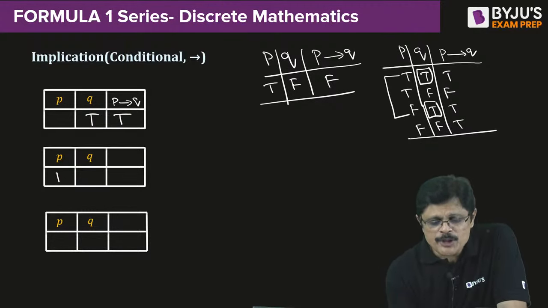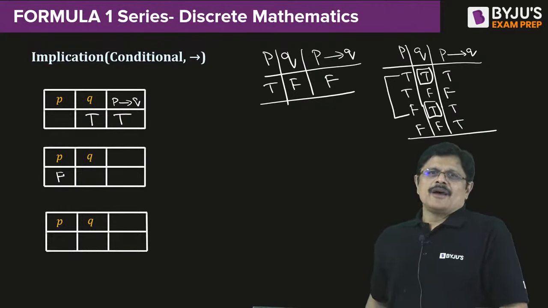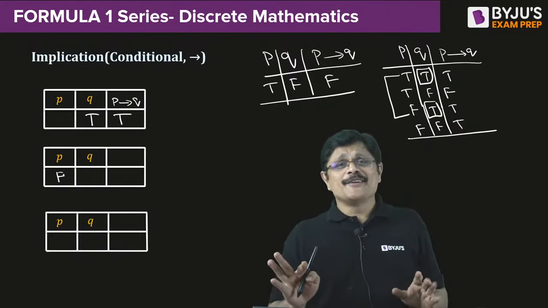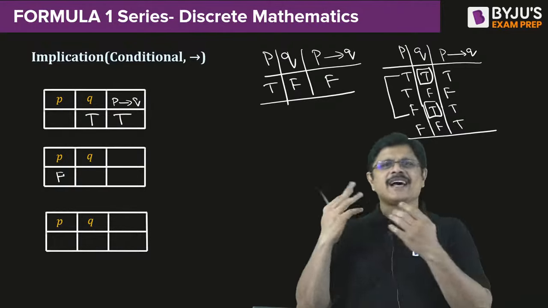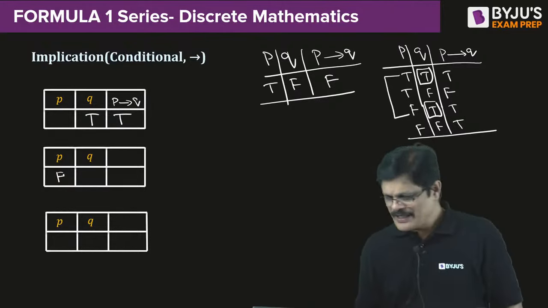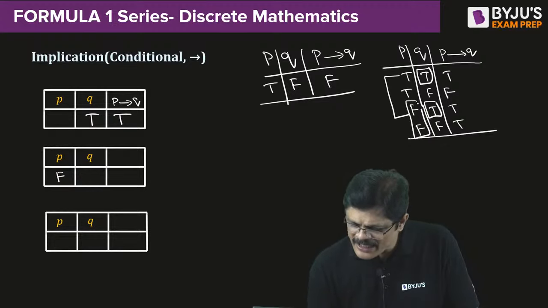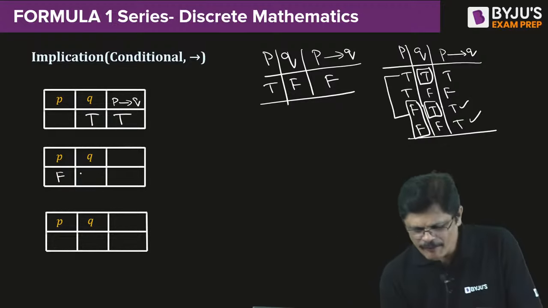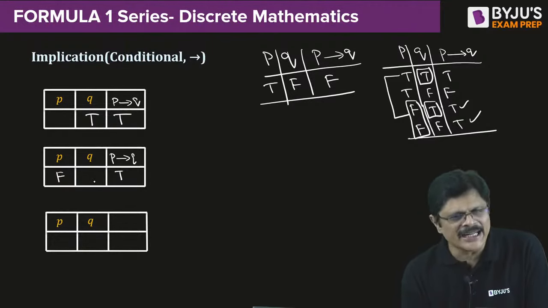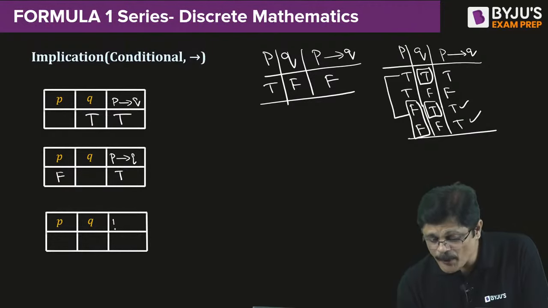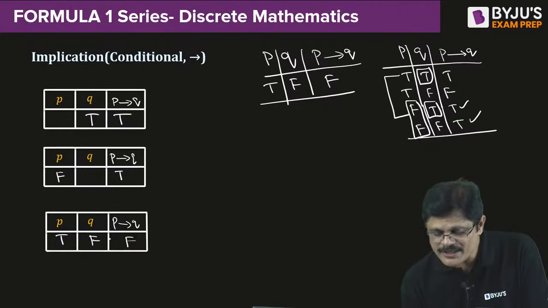Now, suppose P is false. False can imply anything, sir. False implying anything is true. So you see here, false implying anything is true. I have not filled the blank here; it can be anything, sir. But what is important for us? When it is true implies false, then it is false.